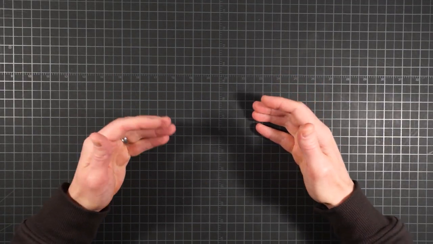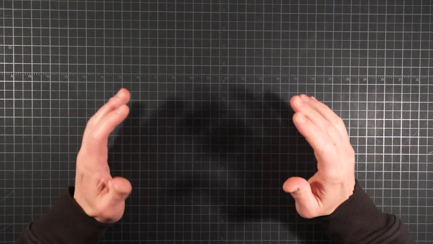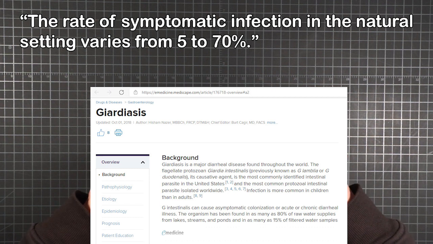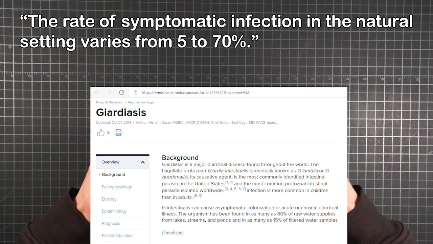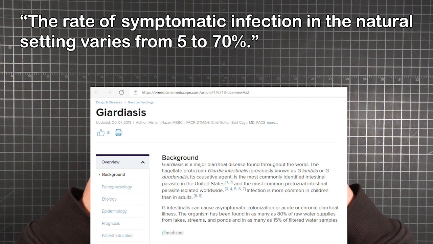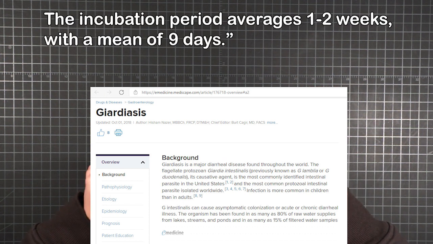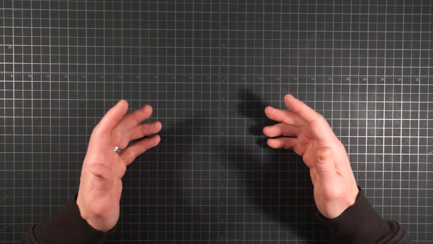A few more concepts in epidemiology before we finally start talking about filters. From an article on giardiasis at Medscape, the rate of symptomatic infection in the natural setting varies from 5 to 70%. So with Giardia, just because you're infected doesn't mean you're ill. You may not have any symptoms. And for those that do catch the disease, the incubation period averages 1 to 2 weeks with a mean of 9 days. So there can be a tendency to think that if you get sick, it was the last thing you ate or drank. But in the case of Giardia, it was actually something you consumed over a week ago.